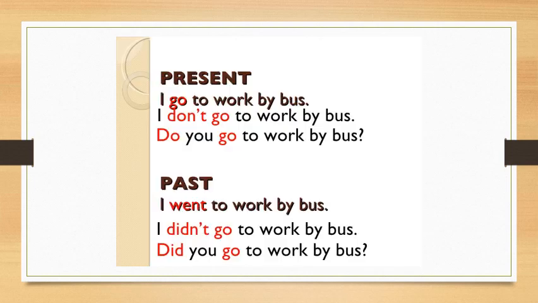Let's observe another example of present and past. In present we say I go to work by bus. I don't go to work by bus. Do you go to work by bus? In past tense we use I went to work by bus. We have used second form of the verb here. I didn't go to work by bus. Now we have added here didn't, which is already the second form of do. So we don't need to put second form of the other verb, that is go. Did you go to work by bus? This is the example of simple past tense.